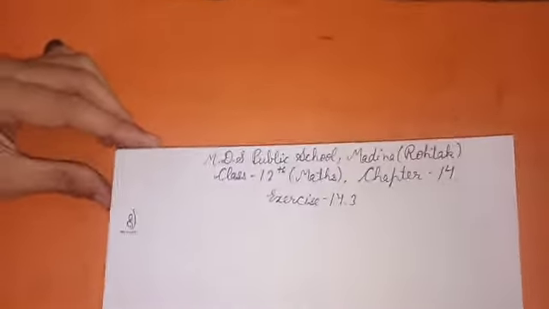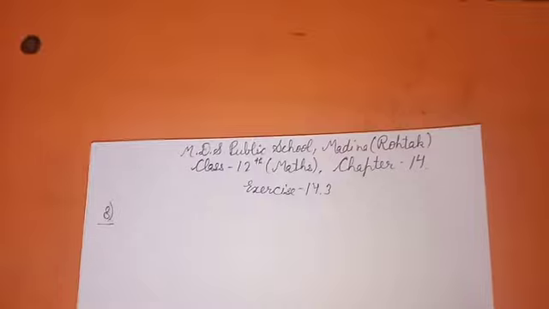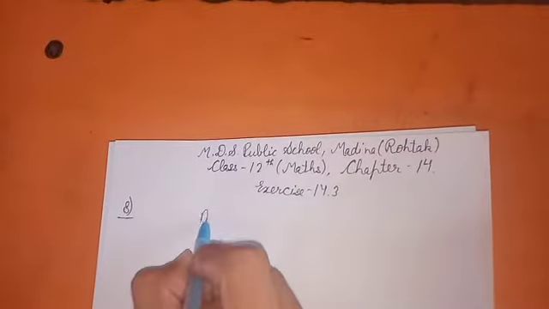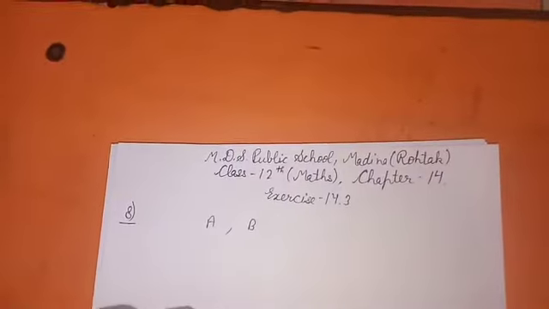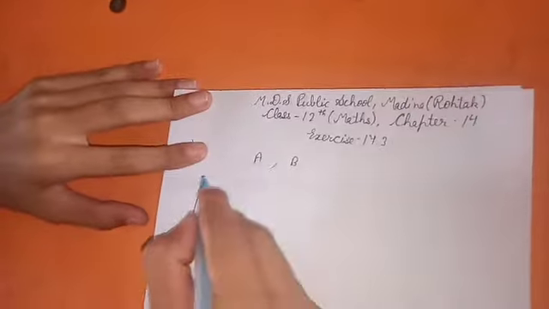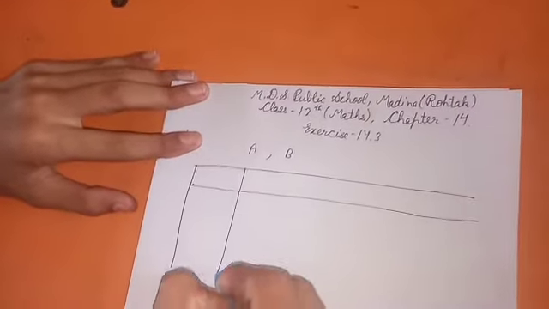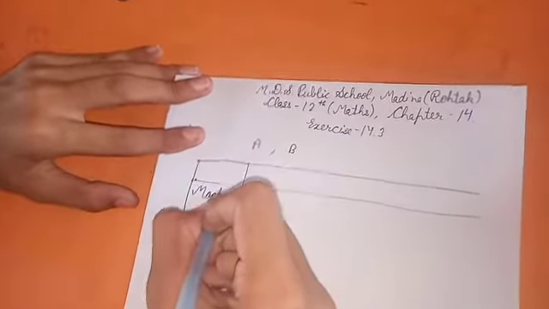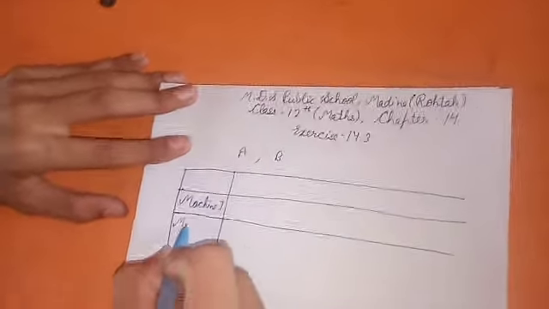Question number 8 was: a manufacturer produces two products A and B. Both the products are processed in two different machines. So we are going to form a table here about the information that is provided to us. First of all, two machines are given to us, machine 1 and machine 2.